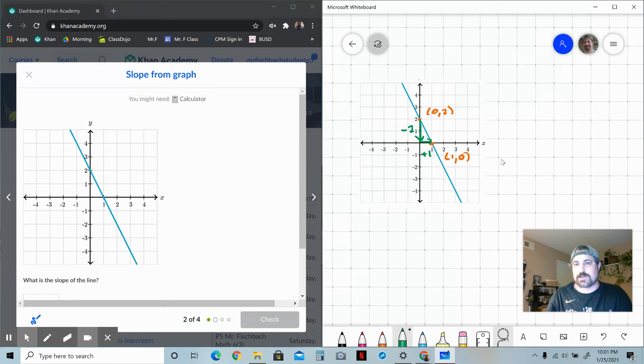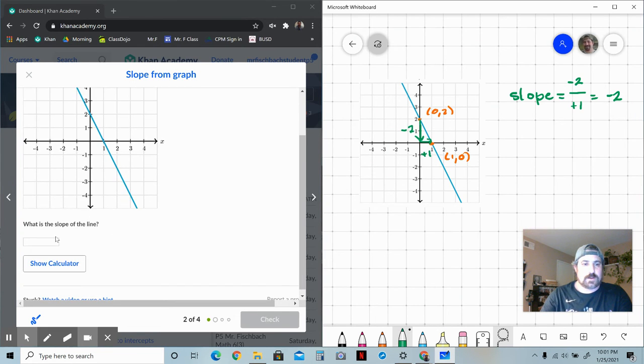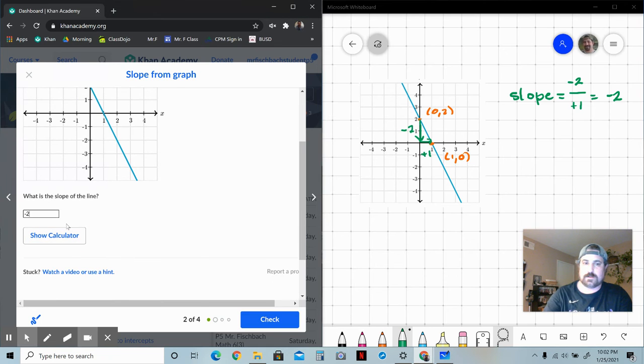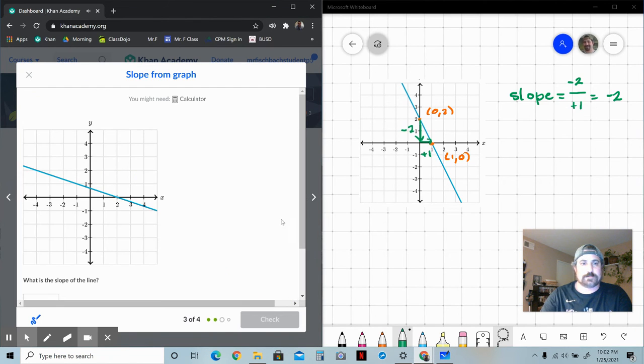So the slope ratio is just going to be change in y over change in x. Change in y is negative 2, change in x is positive 1. So what's negative 2 over positive 1? It's negative 2. So your slope is just going to be negative 2. That's it. This line is going down from left to right. The slope is negative 2. And so you're going to go here and put in negative 2. And then you're going to get the next one.